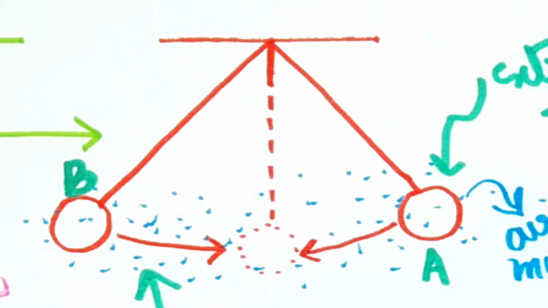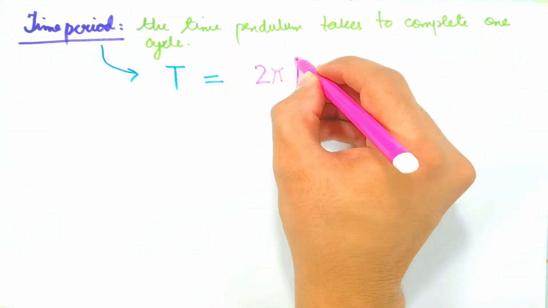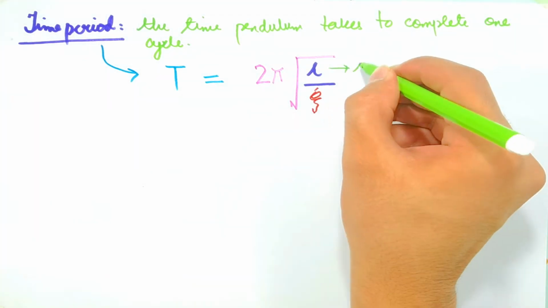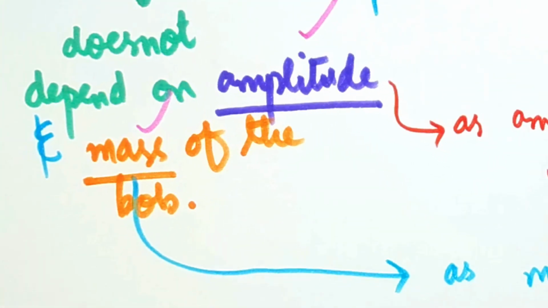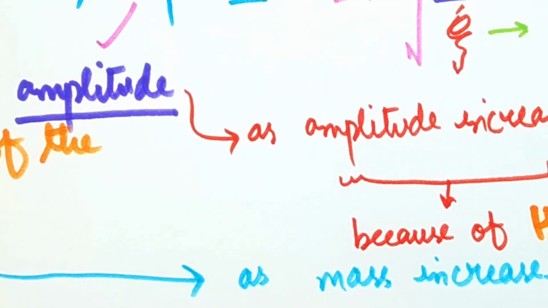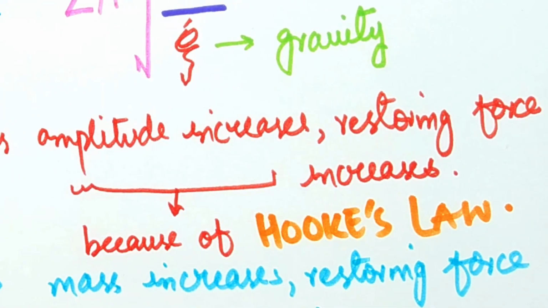The formula for finding the time period of a simple pendulum is the product of 2 pi, which is considered a constant, with the square root of the ratio of the length of the pendulum to the acceleration due to gravity. That is, time period T is equal to 2 pi under root L by g. The time period doesn't depend on the amplitude and mass of the bob. This is because when the amplitude increases, the velocity and the restoring force also increase, which takes an equal amount of time for the pendulum to oscillate.